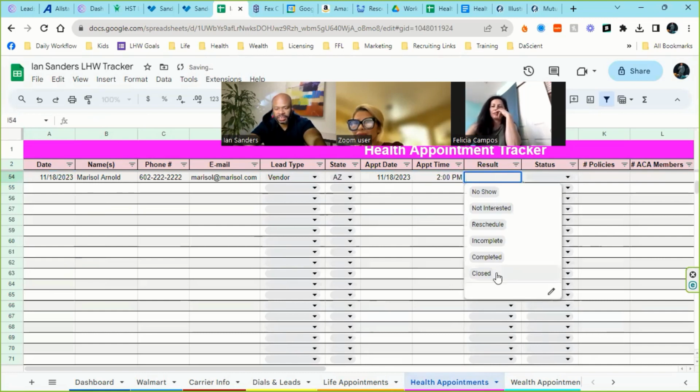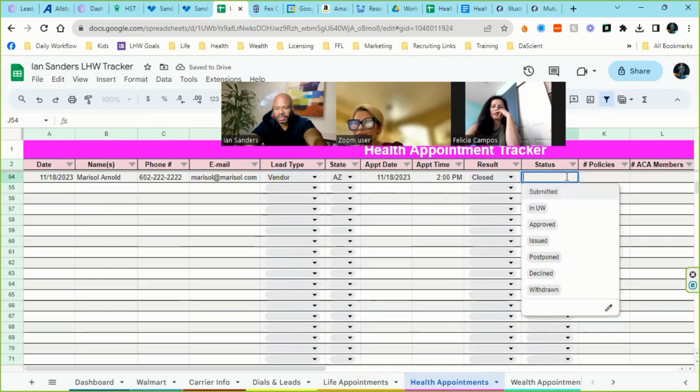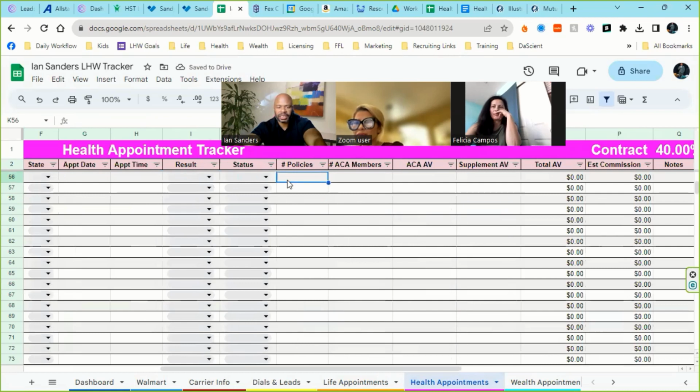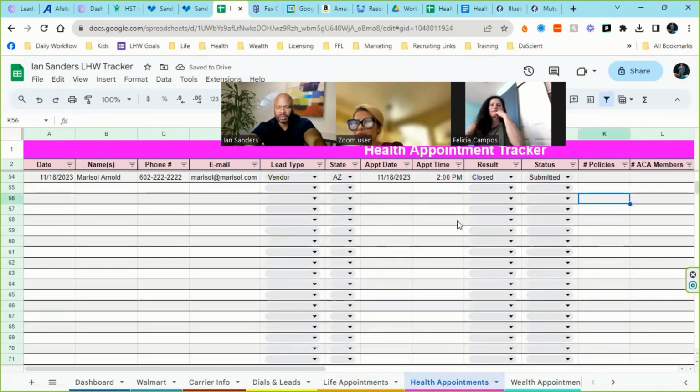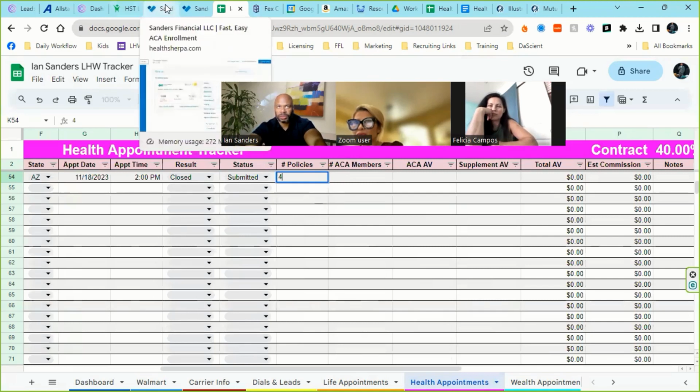And the result is we closed it. All right. And so now we're going to do submitted. And then as it goes into force, you can change those later to make sure that everything's accurate. But the total number of policies that we sold here is going to be 4, not, wait, I think it's 4. 1, 2, 3. No, it's going to be 3.